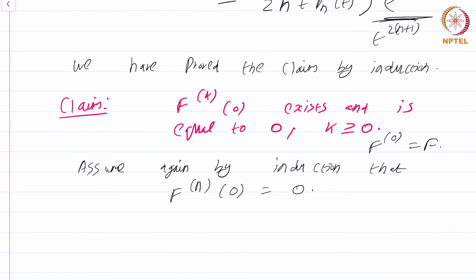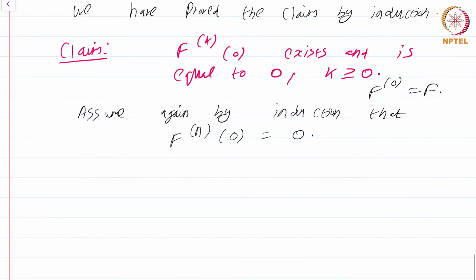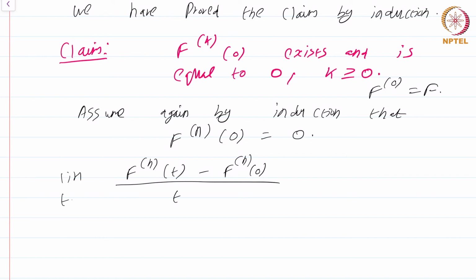So you're taking f^(n)(0), and we are assuming that it's going to be 0, and we want to compute the (n+1)th derivative of f at the origin. Again, what you do is, this is nothing but the limit as t goes to 0 plus of f^(n)(t) minus f^(n)(0) divided by t. This is nothing but the definition of the derivative from the right at the origin. We already know that f^(n)(0) equals 0 by induction hypothesis. So this is just the limit as t goes to 0 plus of f^(n)(t) divided by t.